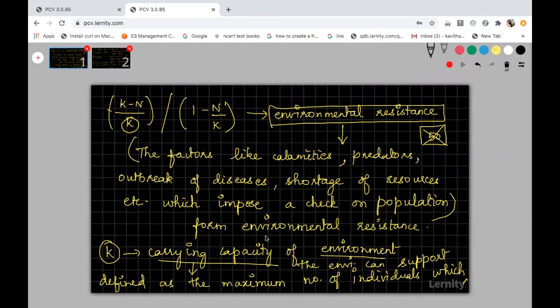So please write the definition, students. Please note down the definition of environmental resistance and carrying capacity of environment. It will not be there in your NCERT properly. They won't give you the proper definition. But in your board exams, they may ask you to write about what is environmental resistance or what is carrying capacity of environment.